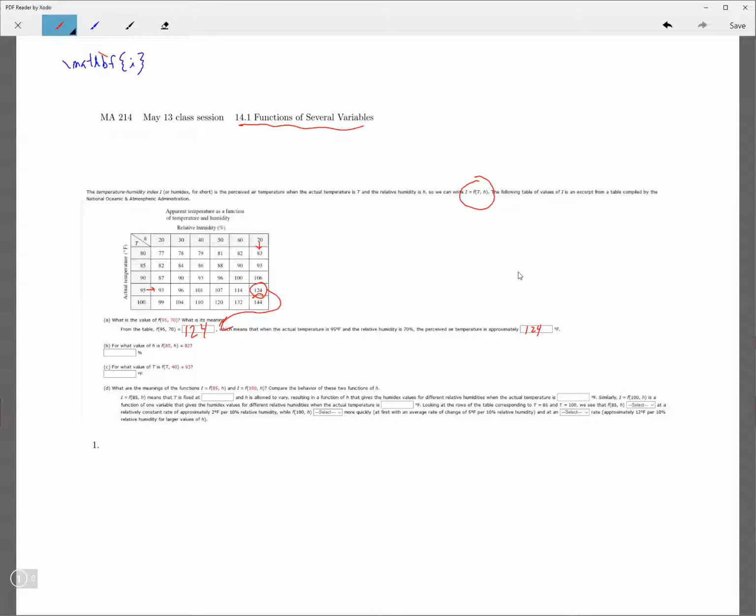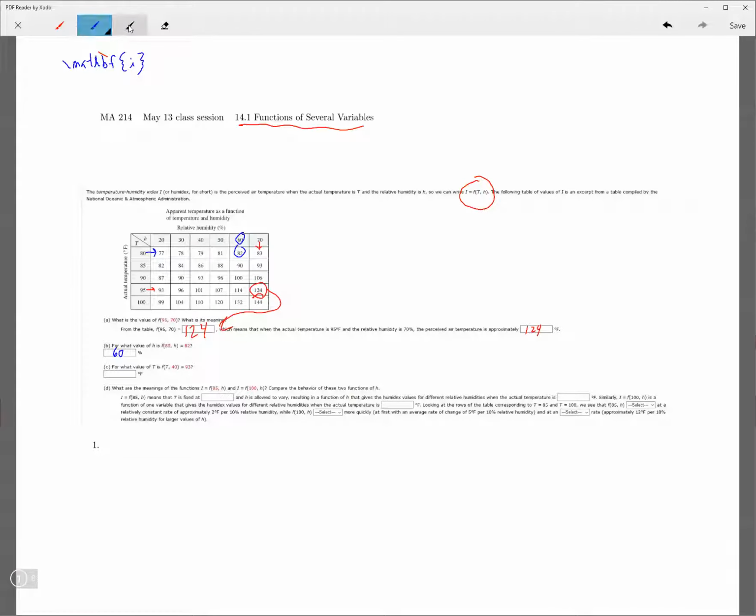Okay, so for part B, for what value of H is f(80, H) equal to 82? Okay, so we're talking right here. Anybody want to give an answer to that? For what value of H is f(80, H) equal to 82? 60. Yeah, that's going to be 60, because there's the 82. So 60 gives you the 82.